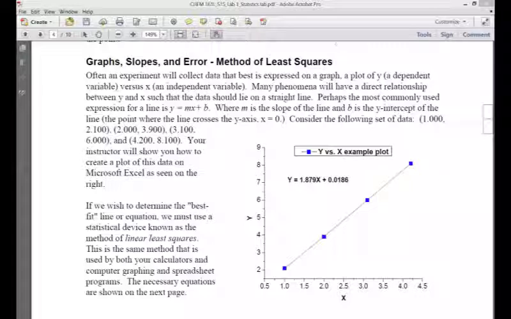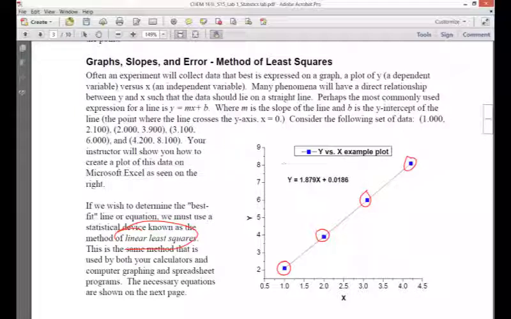Now, you'll know from our discussion in lab that if you have a set of data points, as shown here, you can plot those data points on a graph, and using a method known as linear least squares, you can actually calculate the best fit line. What you're really doing is calculating the parameters for this line using this method. And now, what are the parameters?